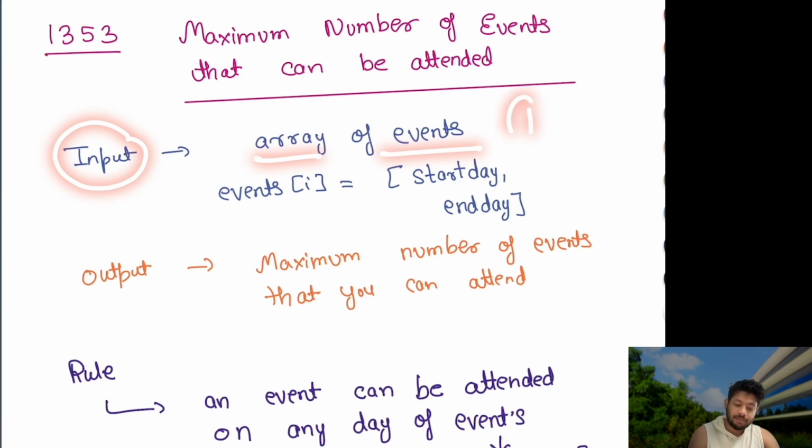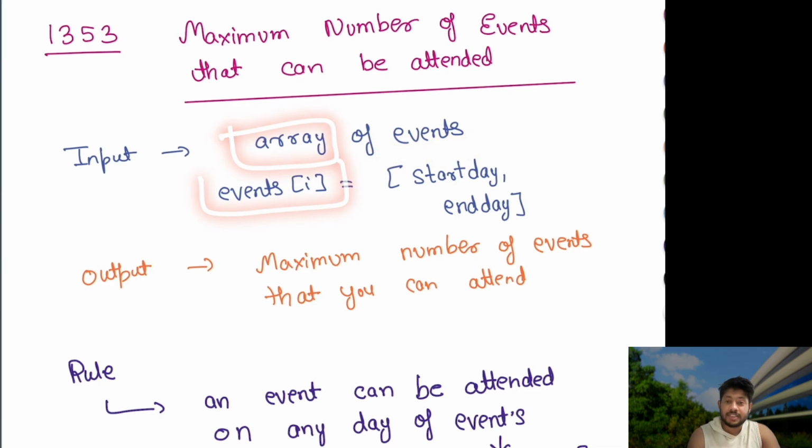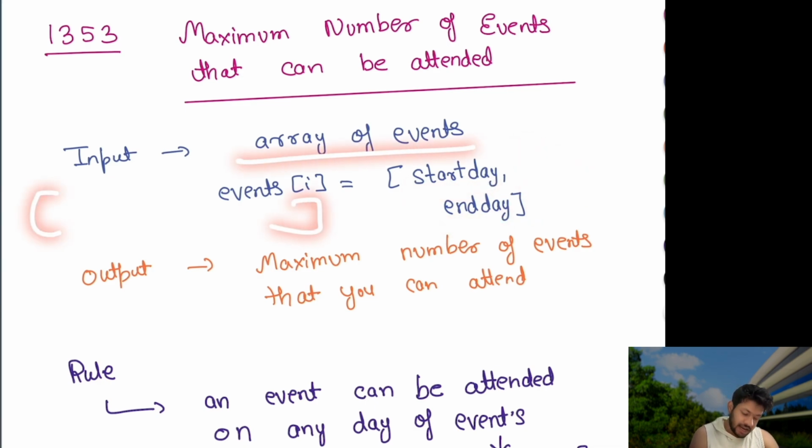Basically, we are given just one input, and that input is an array, and this array is representing some events. Every event in this array is itself an array of two elements. These are the two elements. It has start day and end day. So there is an array as an input, an array of events, and every event itself is an array of two data, the start date and the ending date.